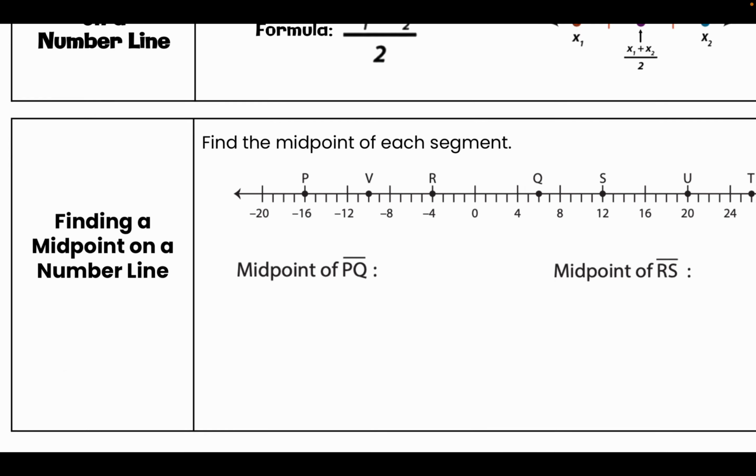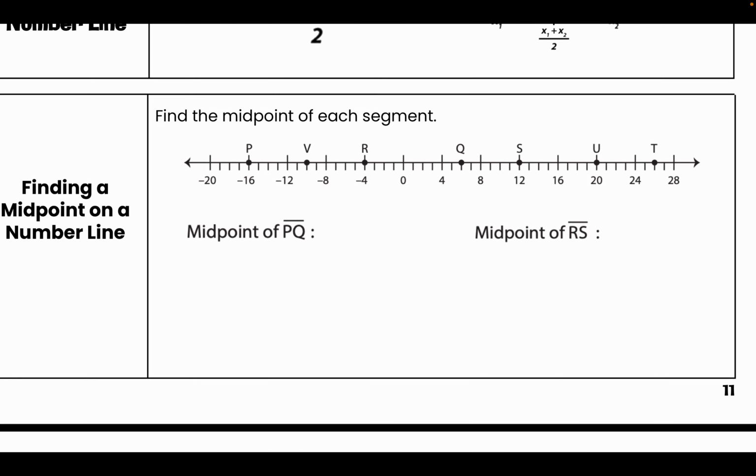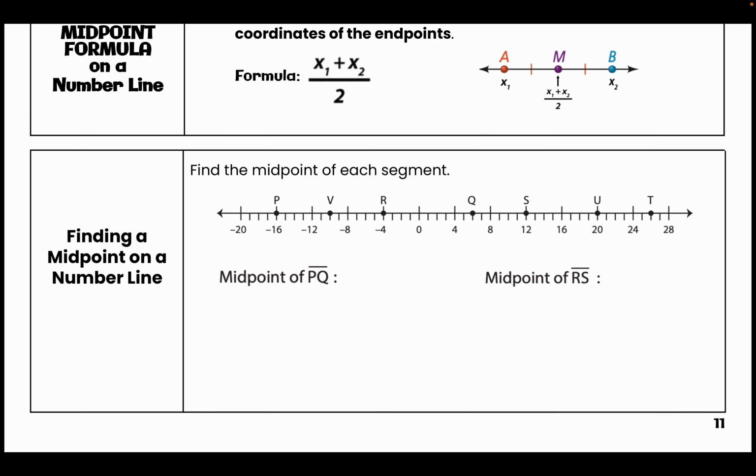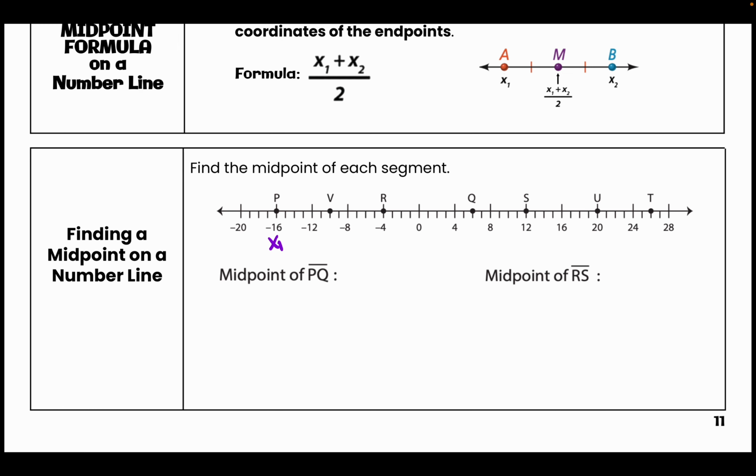We want to find the midpoint of each segment using our formula. For PQ, P is x1, Q is x2. Q is at 6. So we have negative 16 plus 6, all divided by 2. Negative 16 plus 6 is negative 10, divided by 2 is negative 5. So the midpoint of PQ would be at negative 5. Right here would be the midpoint.